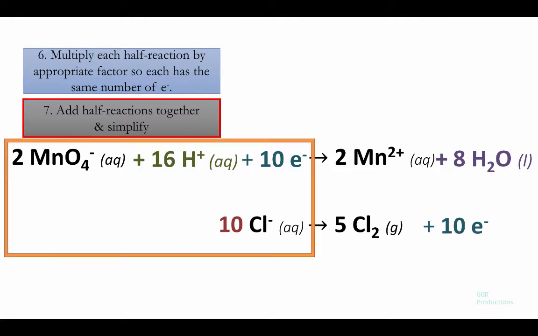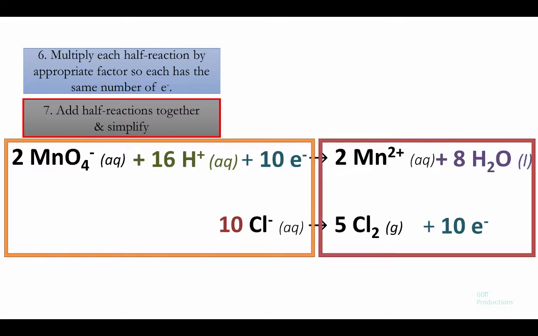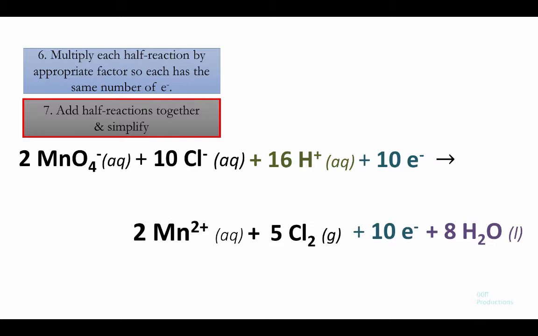So to add them together, look at everything that's on the left half of the arrows in both half reactions. That's going to be what you have on the reactant side of your complete equation. And then take everything that's on the right-hand side of your reaction for both half reactions, and that's what's going to be on your product side of the complete reaction. So as you can see, this is going to be a mess. We have all of this stuff, and now we're going to simplify.